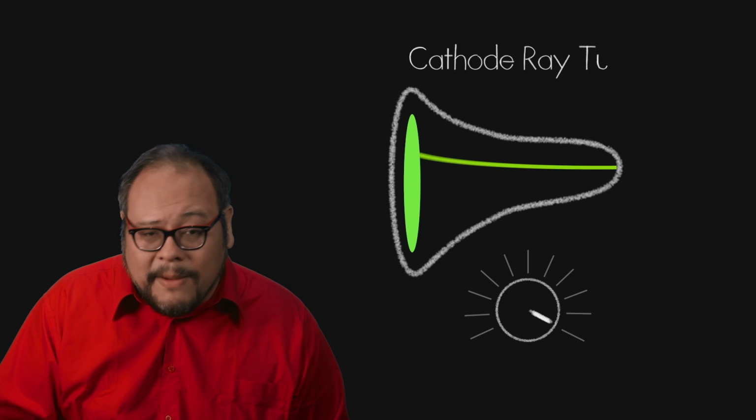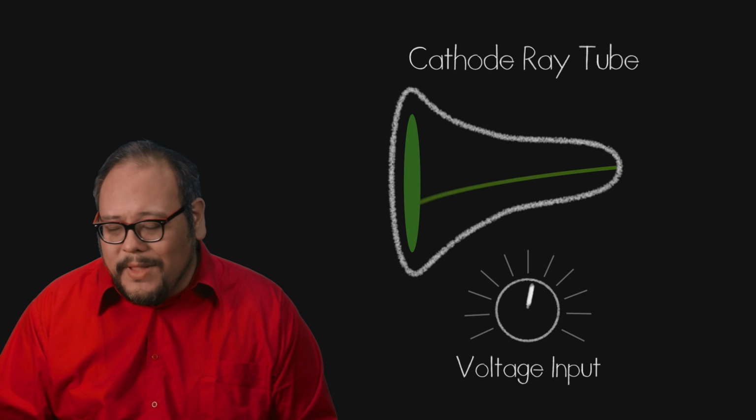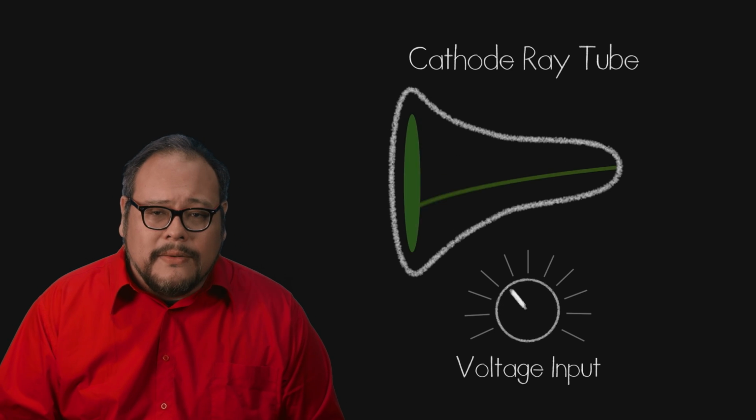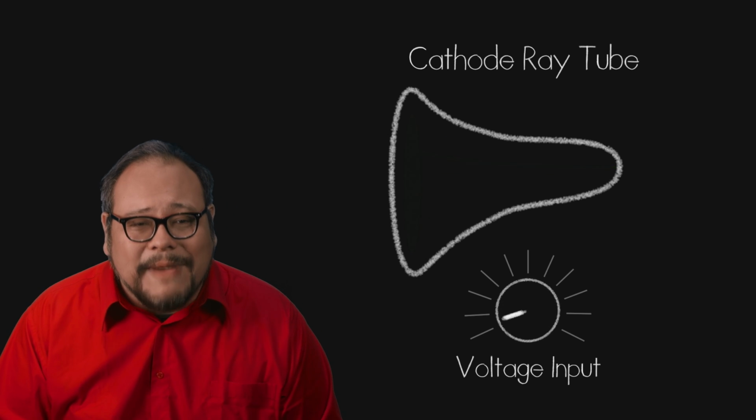But there's something else going on. When engineers measured the light output of a CRT display and compared it to the voltage input, they discovered that, guess what? The relationship between the two was not linear. In fact, it was a power curve, just like Stevens' power curve.